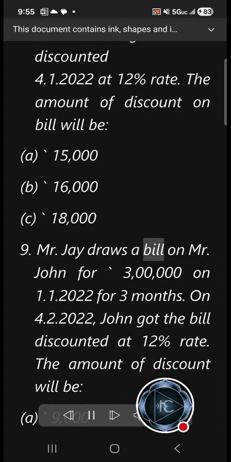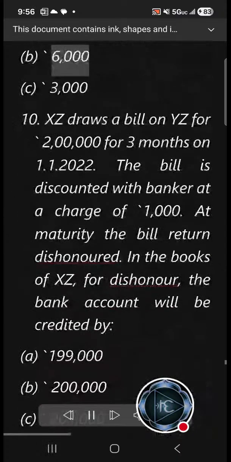Mr. J draws a bill on Mr. John for 300,000 on January 1st, 2022 for 3 months. On April 2nd, 2022, John got the bill discounted at 12% rate. The amount of discount will be 9,000, 6,000, 3,000. XZ draws a bill on YZ for 200,000 for 3 months on January 1st, 2022. The bill is discounted with banker at a charge of 1,000.